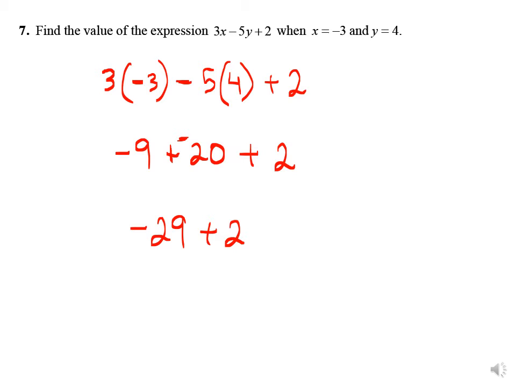I got -29 and a +2. Anybody? -27. Perfect, yeah, go with it. -27.